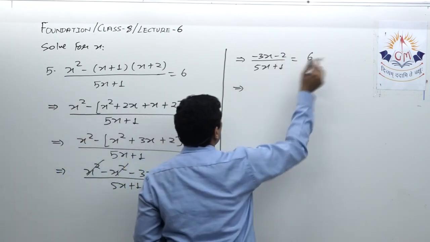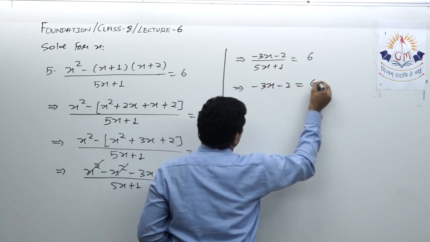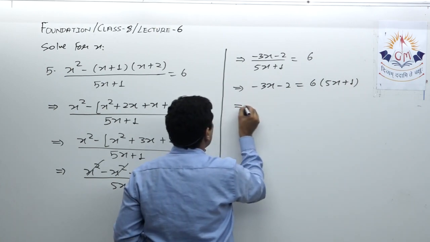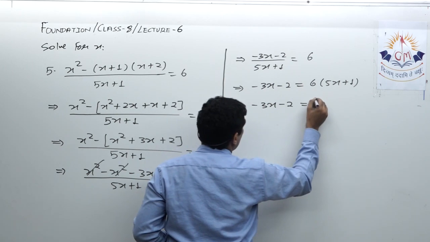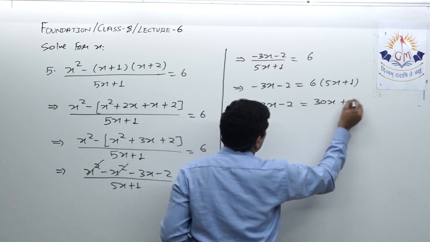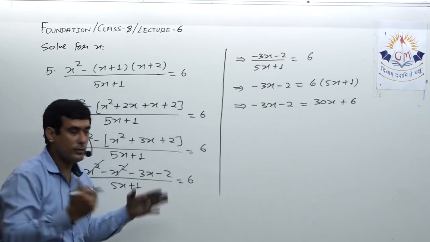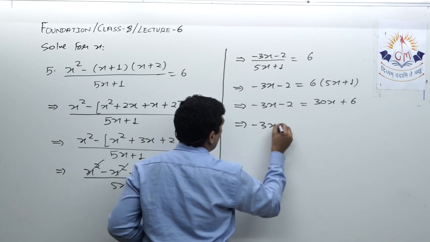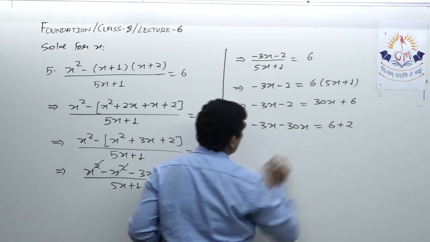But now I have to go for the cross multiplication, that is 6 multiplied by 5x plus 1. So this gives you minus 3x minus 2 is equal to 30x plus 6. Now I will take the terms containing x on the same side, that is on the left hand side. So minus 3x minus 30x is equal to 6 plus 2.